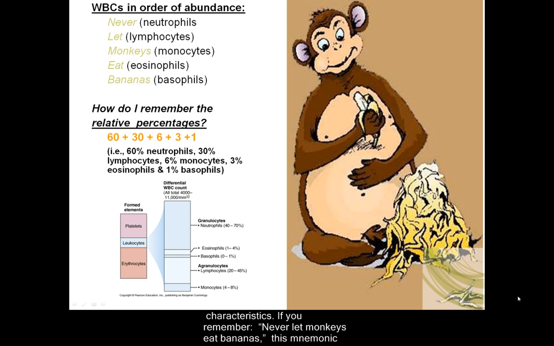If you remember, never let monkeys eat bananas, this mnemonic tells you the white blood cells in order of their abundance. Neutrophils are the most abundant, followed by lymphocytes, monocytes, eosinophils, and lastly basophils. But maybe you haven't learned their overall percentages. If there are 6,000 to 9,000 white blood cells per microliter, exactly how many of them are neutrophils or basophils, etc.?